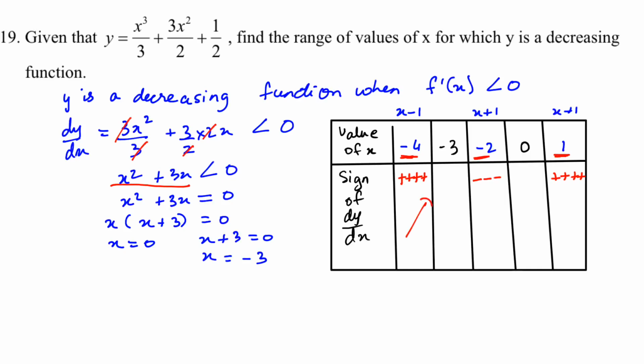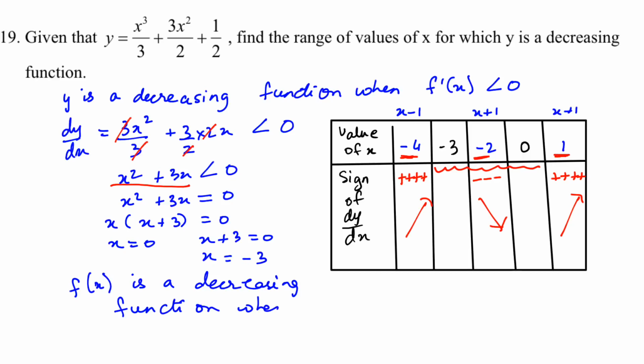So this is going up and this is going up. This is going down. When is it going down? When it is between these two numbers. Therefore, again you have to write a statement. f of x is a decreasing function when x is between negative 3 and 0. The small number you will write first and then the 0. So this is your answer.